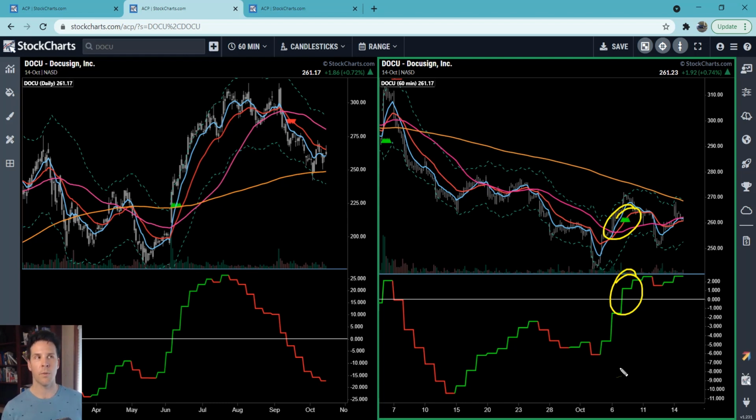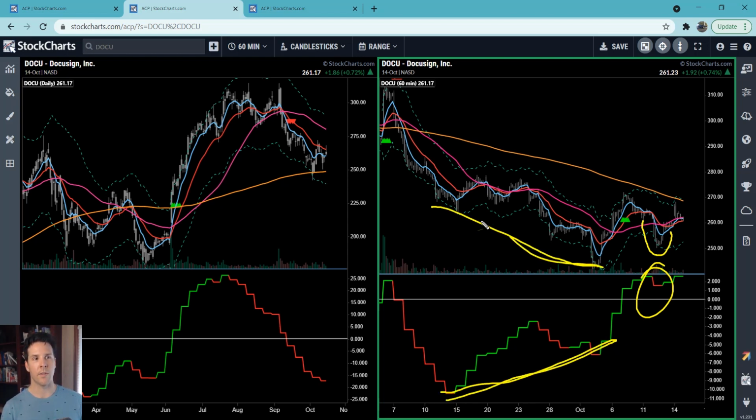And then we look for tests. We look for some sort of support. And what you'll see is price did not hold the hourly 50. But what it did do is a trampoline move, right in through there. So price below the 50, but the Moxie indicator above zero is a trampoline move. And again, that's all after this positive divergence that we had setting this whole thing up.